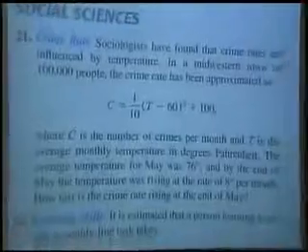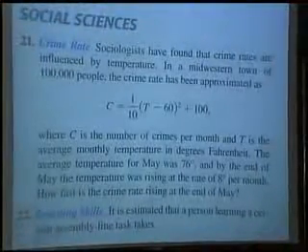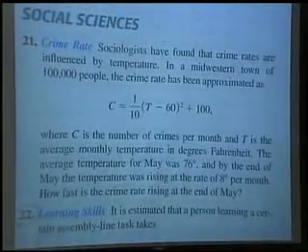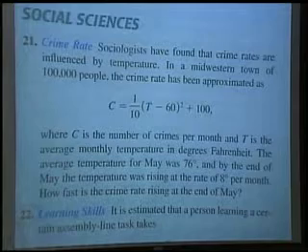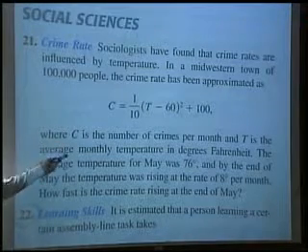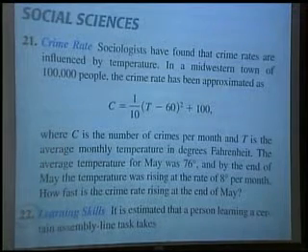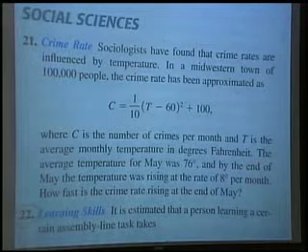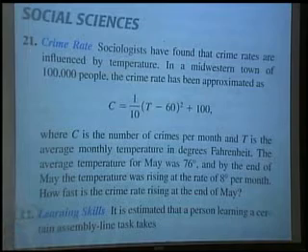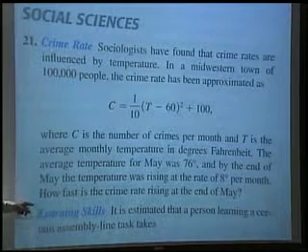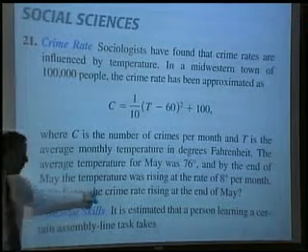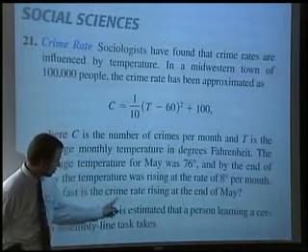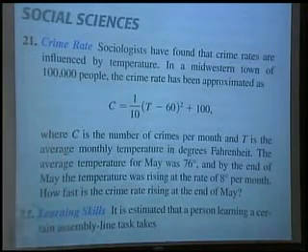Now, notice the initial problem, the equation has capital T's and C's in it, and it says C is the number of crimes, T is the average monthly temperature. Okay? But as we read through the problem, notice what the question is asking. And this is how you know that you need to do implicit differentiation. It says, how fast is the crime rate rising at the end of the month?